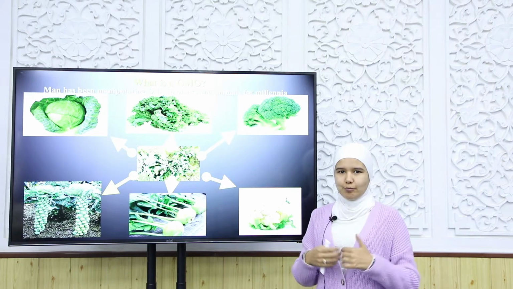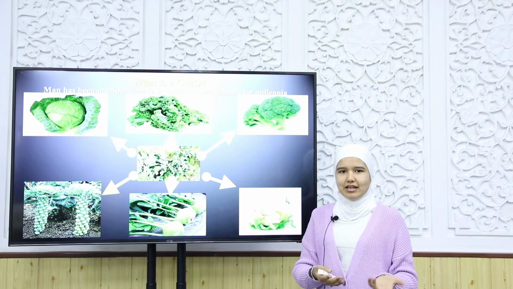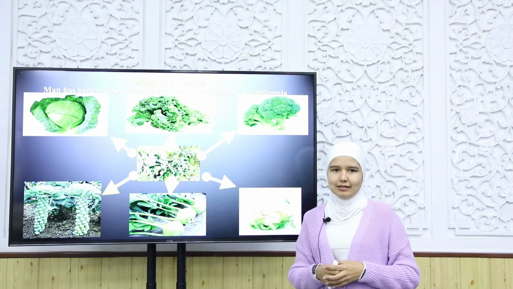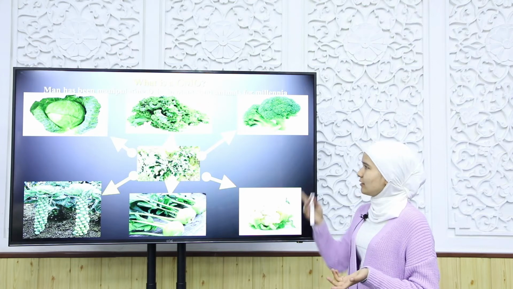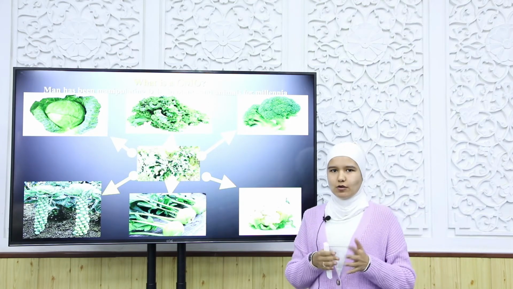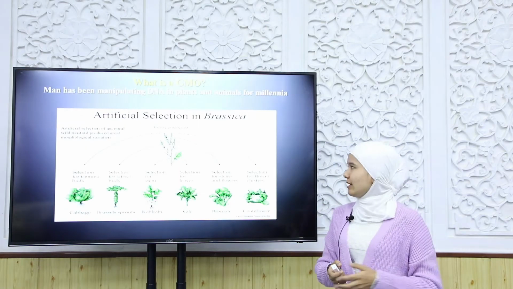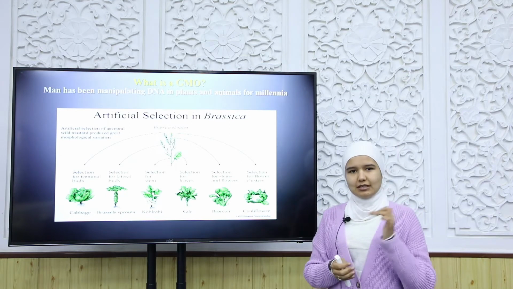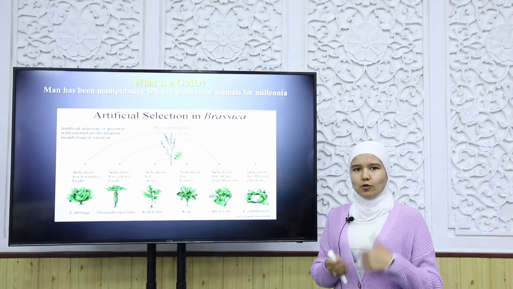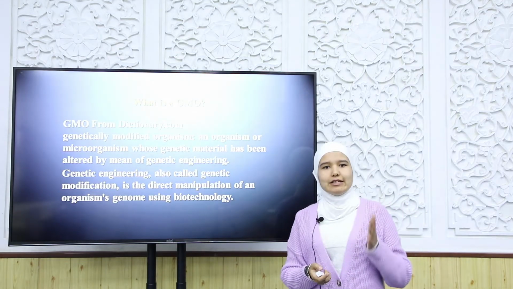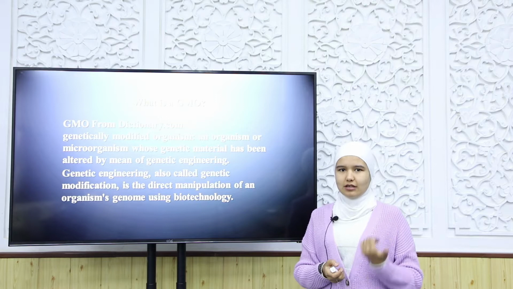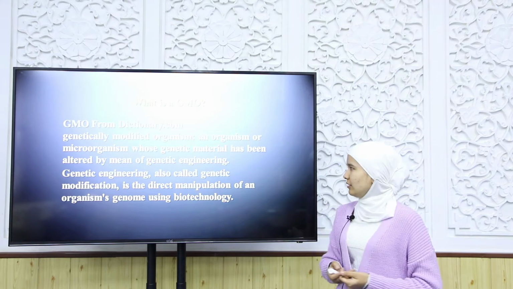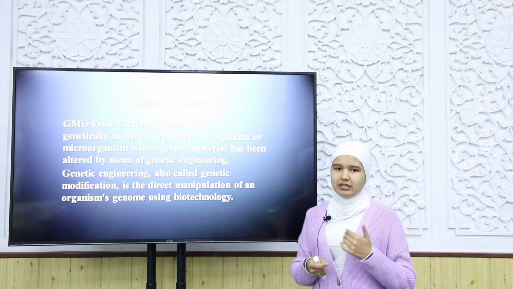And the next type of GMO: you can create new types of plants by genetically modifying. For example, from this plant, people created broccoli, cabbage, and cauliflower, and these kinds of cabbages. This plant's name was brassica, and in the picture, you can see the types of genetically modified organisms and the ways of modifying. According to the website dictionary.com, GMO means an organism or microorganism whose genetic material has been altered by means of genetic engineering.